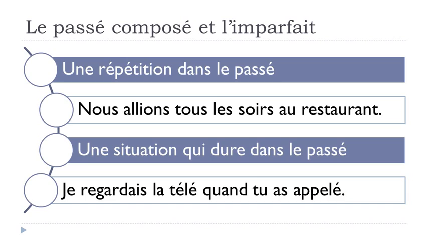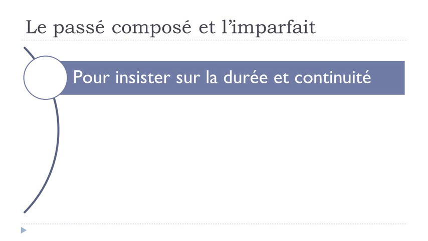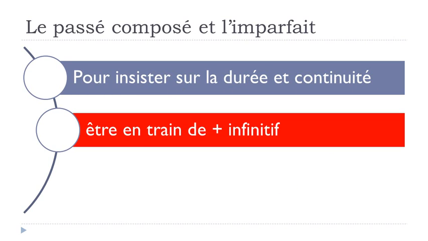Tu as appelé. And then another structure that we can use as well if we want to insist on the fact that something lasts and continues: pour insister sur la durée et la continuité, the structure is être en train de, and then you put your verb at the infinitive form here. The infinitive form is the basic form of the verb. So être, that's the verb être that you should conjugate at the imparfait form.